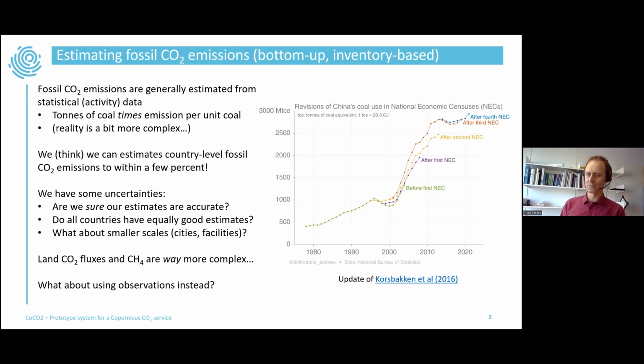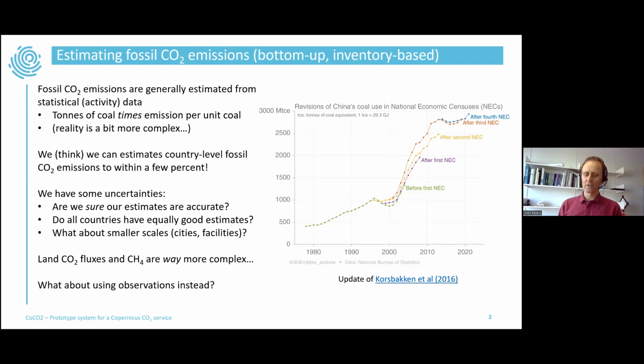Are we really sure that we can estimate emissions so accurately? Do all countries have equally good estimates? And what about if you go from a country level or regional level, let's say Europe, down to much smaller scale, so cities and facility or point sources, industrial facilities or something like that? Then uncertainties might go up.